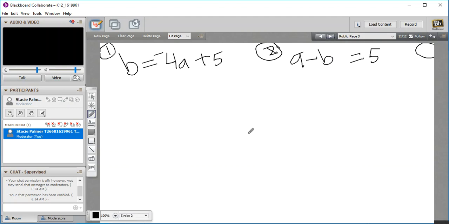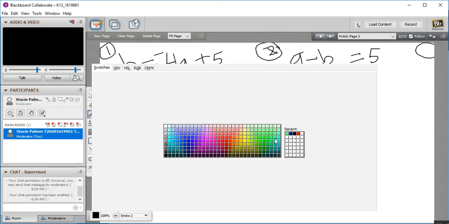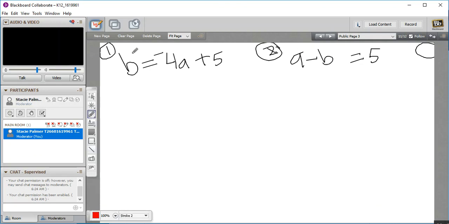Okay? So we want to solve one of the equations for one of the variables. When you look here, can you see that this b is already all by itself? Okay, equation number 1 has already been solved for the b. We know that the b is equal to negative 4a plus 5. So that means we're going to replace the b in the other equation.